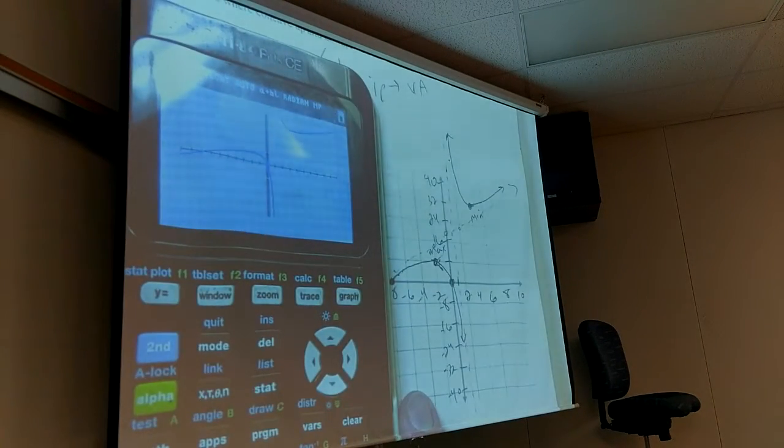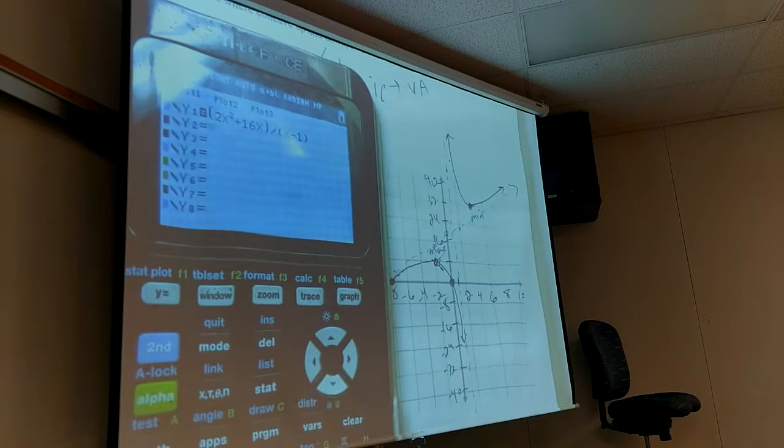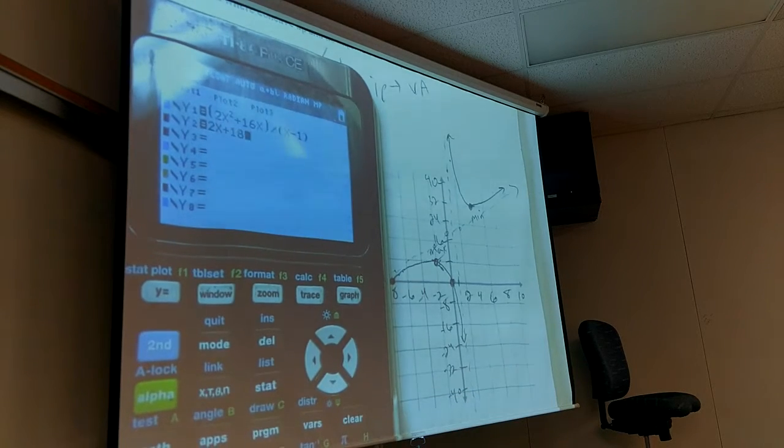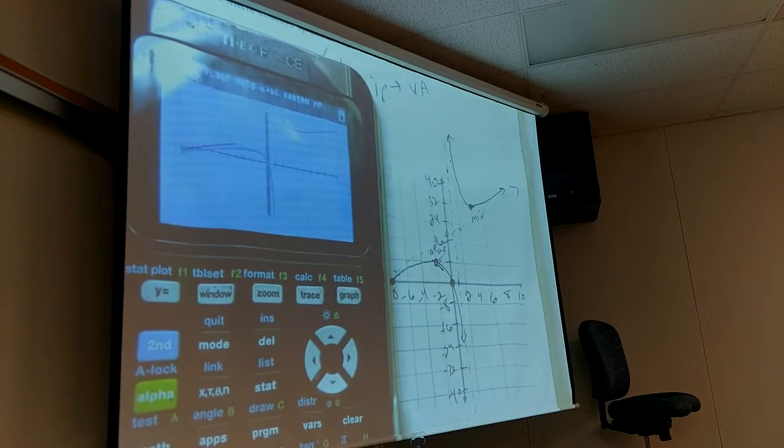Ooh, that looks nice. Now, I'm going to put one more thing in here. Let me put in here 2x plus 18. There's my slant asymptote. See that? That's bodacious. I like it. Just to make a new word.